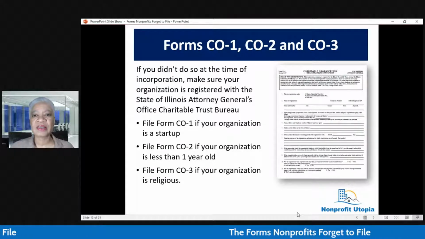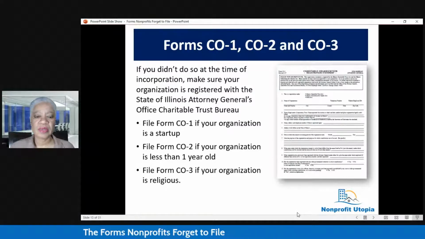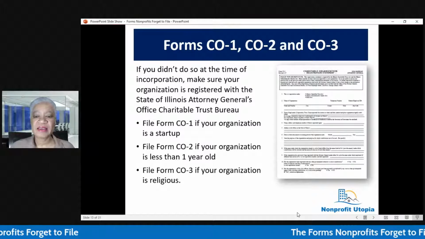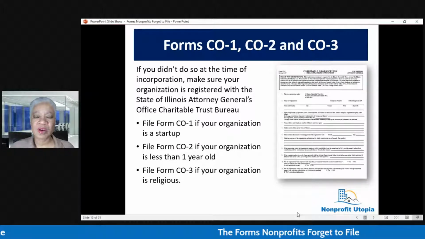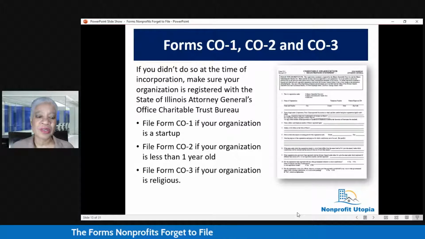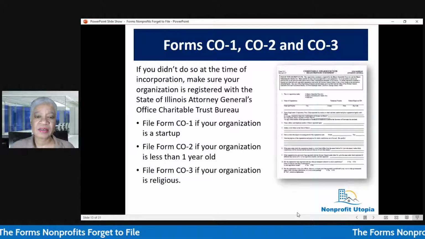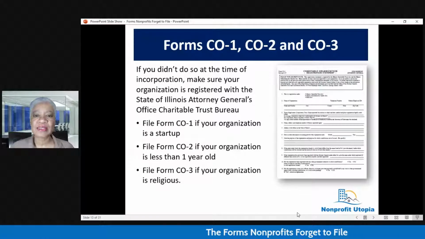Your organization is usually less than a year old, right? And this information for Form CO1 basically indicates who you are, who your registered agent is, who's on your board, and the types of fundraising you'll be engaging in.